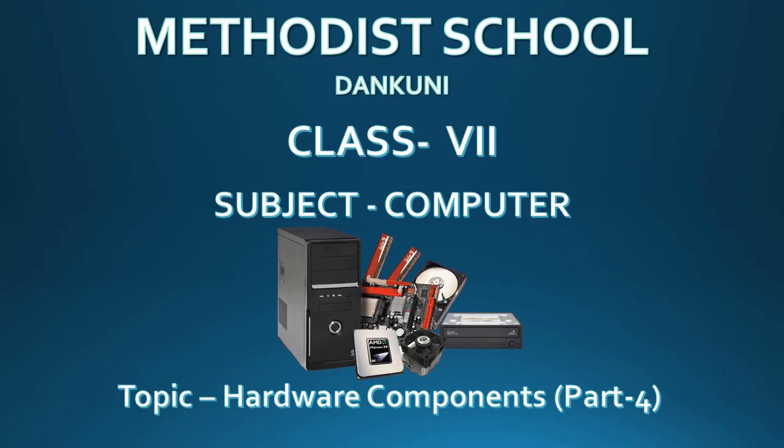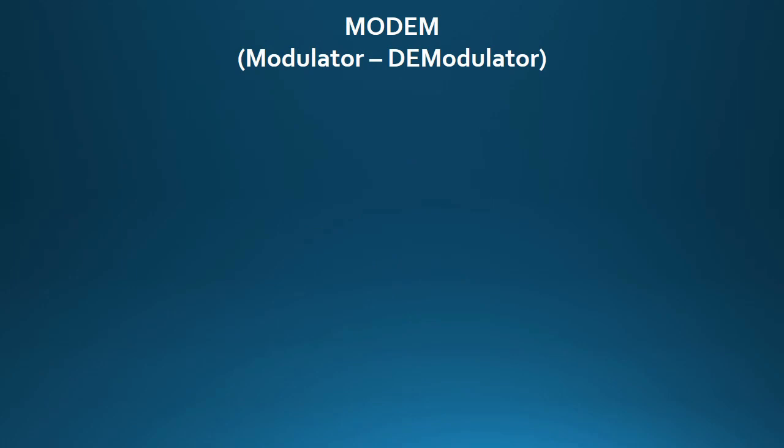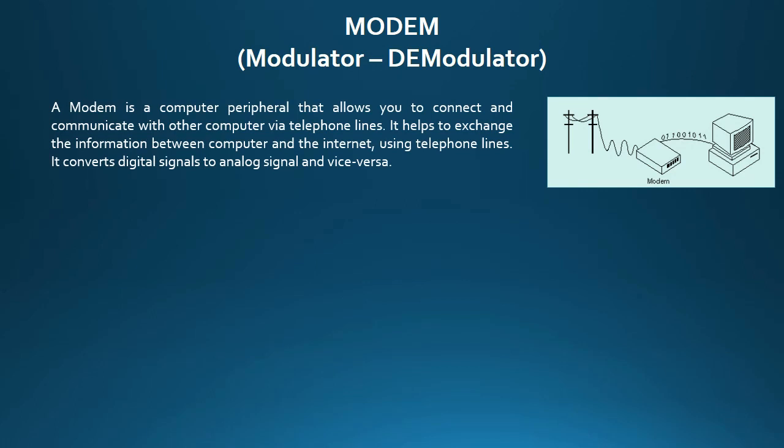The first topic we are going to cover is modem. Modulator demodulator is the full form of modem. Now what is it? A modem is a computer peripheral that allows you to connect and communicate with other computers via telephone lines. It helps to exchange the information between computer and the internet using telephone lines. It converts digital signals to analog signal and vice versa.